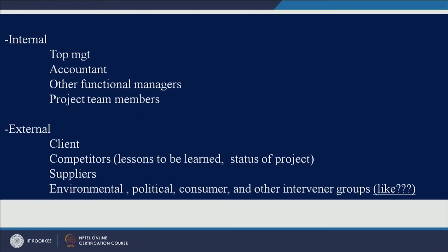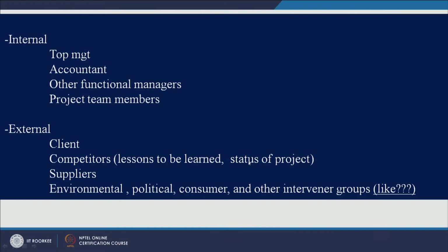Many times you do not know that they are also stakeholders. So, you can have clients, of course, competitors. Do you think competitors are stakeholders? Yes, your competitor is also a stakeholder, because your profit gets affected by his projects, his activities. So, your competitor is a stakeholder. You can learn from the mistakes of your competitor, that is why he is also a stakeholder.